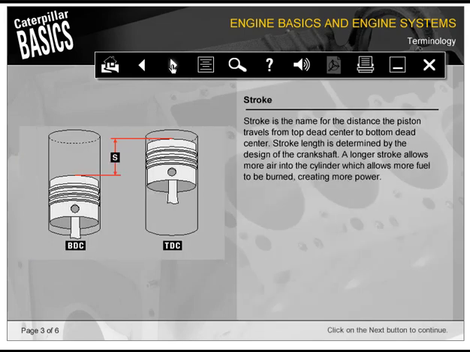Stroke is the name for the distance the piston travels from top dead center to bottom dead center. Stroke length is determined by the design of the crankshaft. A longer stroke allows more air into the cylinder, which allows more fuel to be burned, creating more power.